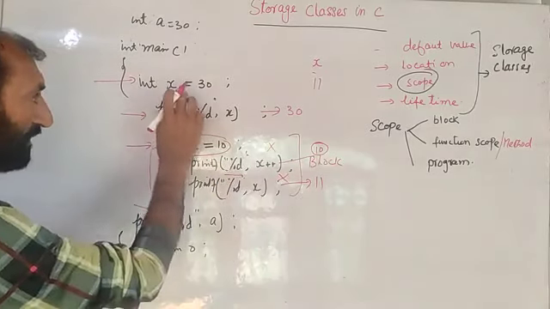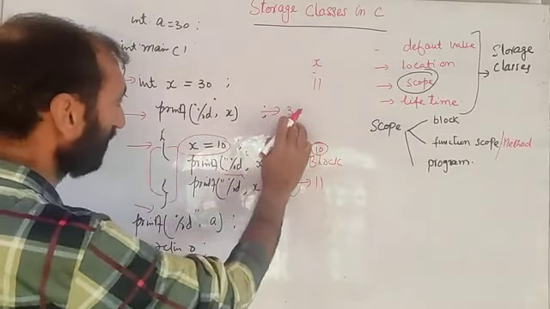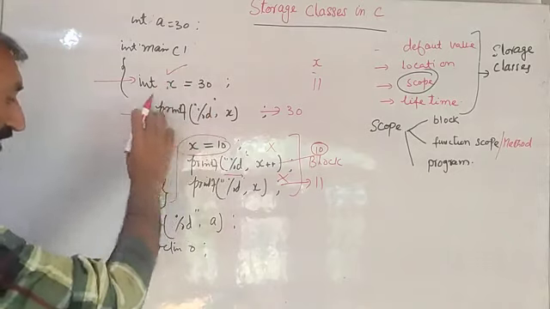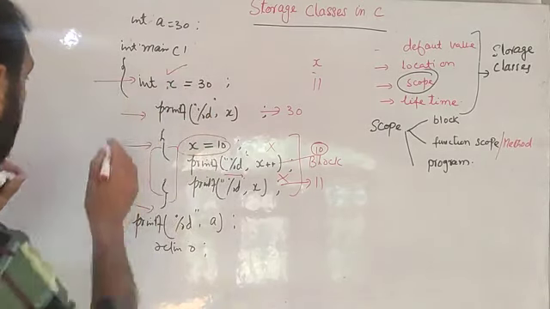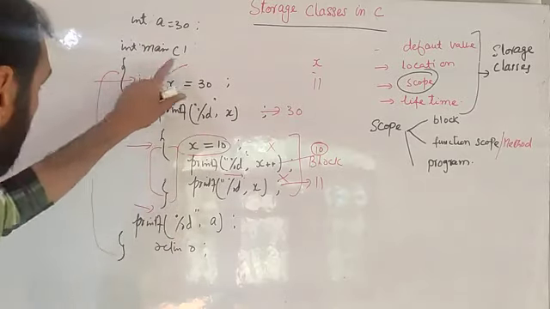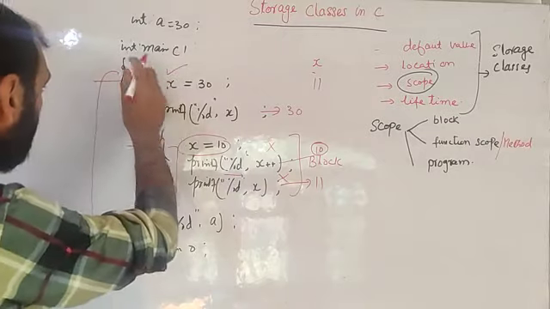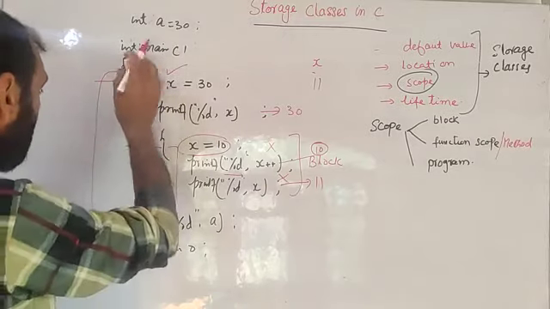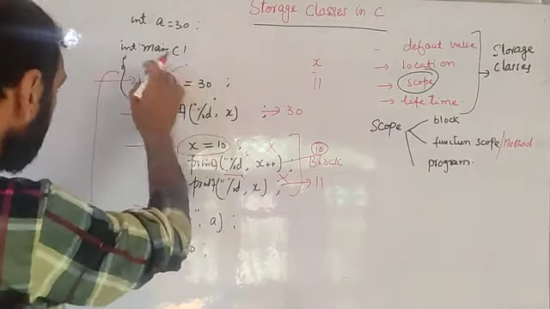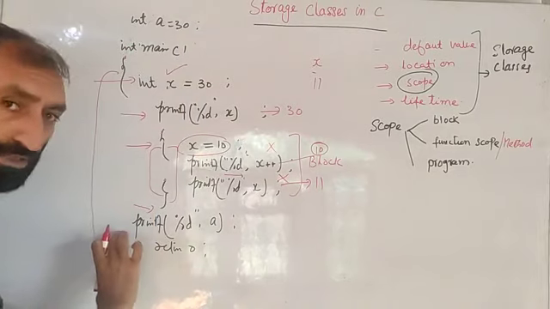Here, x is 30. Now here, printf %d, x is 30. The scope of this variable, x equal to 30, is throughout this program. We can say it is throughout this function, because main is also a function and it is declared inside the body of main. The scope of main starts from its opening brace to its closing brace.